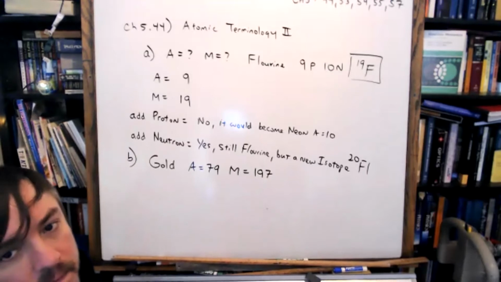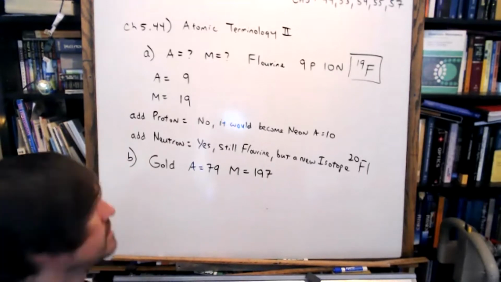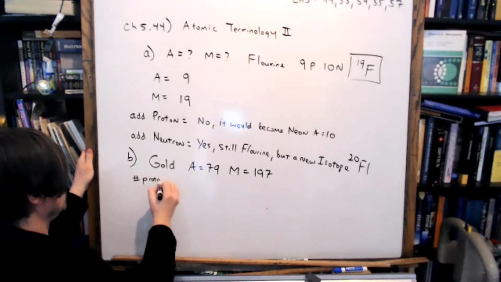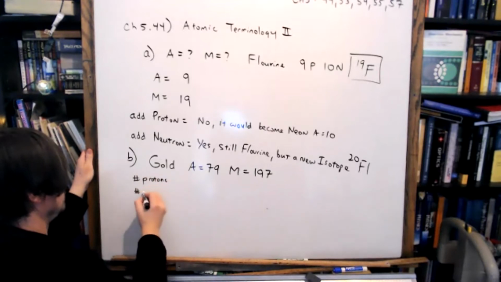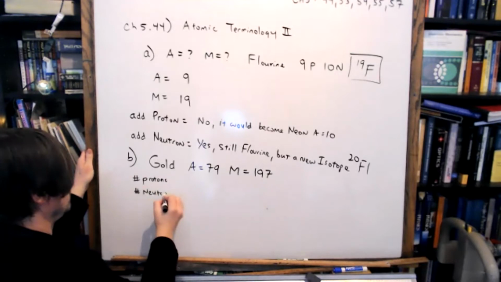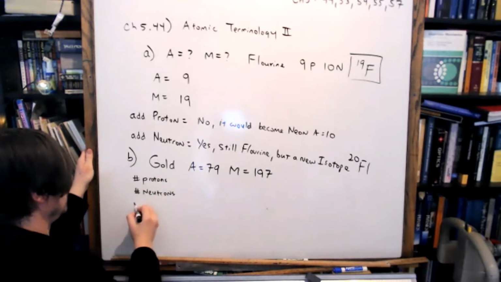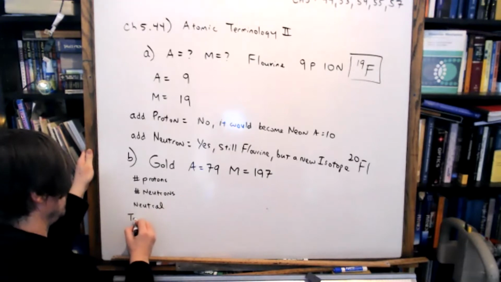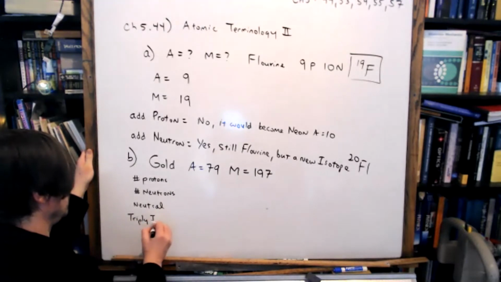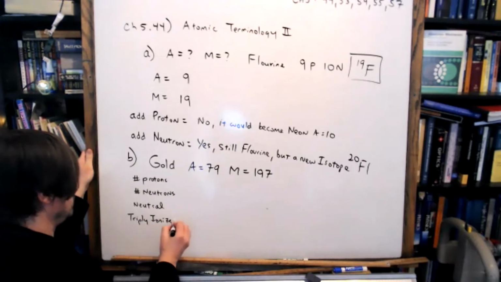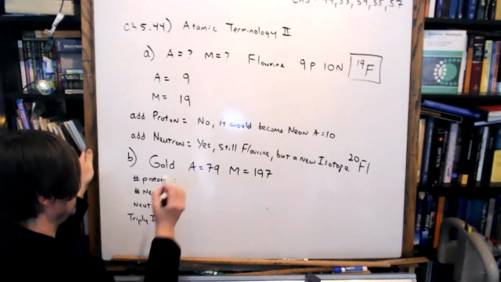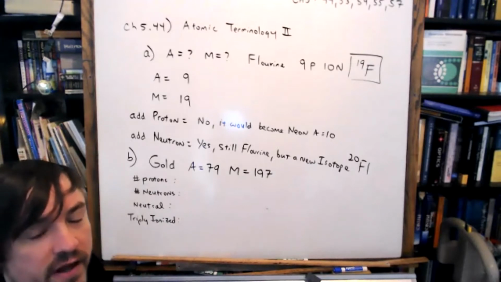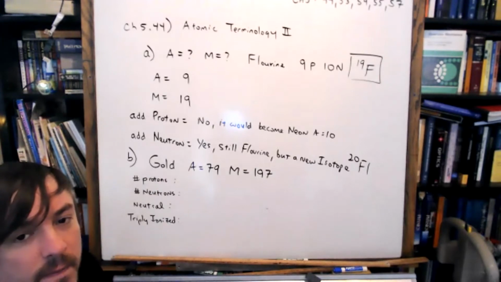All right. And then it says, how many protons and neutrons does the gold nucleus contain? If the isotope is electrically neutral, how many electrons does it have? And if it is triply ionized, how many electrons does it have? All right. This should be straightforward. Number of protons in gold.